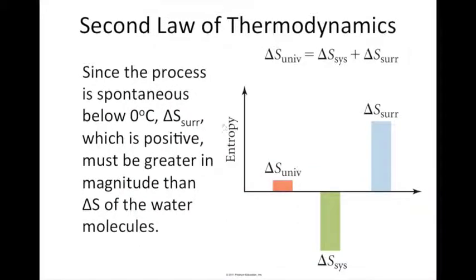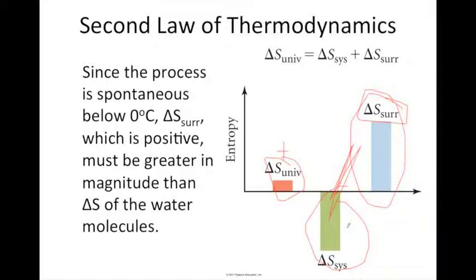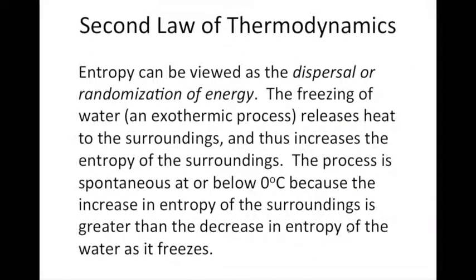So looking at this, we know that this must be positive because it's spontaneous. And if the delta S of the system is negative, we know that the delta S of the surroundings must be positive. And the sum of these two must be positive in order to make this value here positive. So we know that the delta S of the surroundings must be greater in magnitude than the delta S of the system.